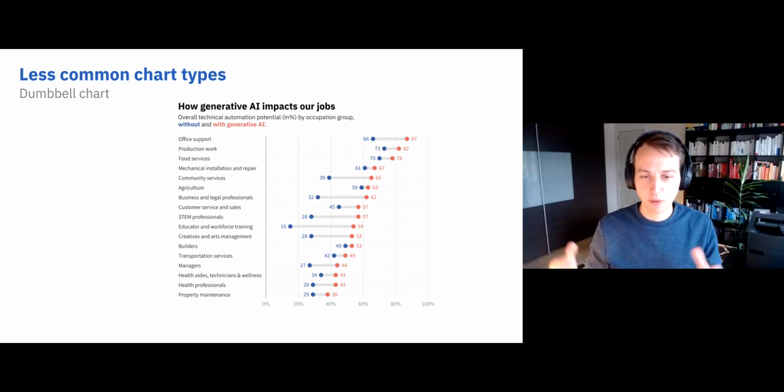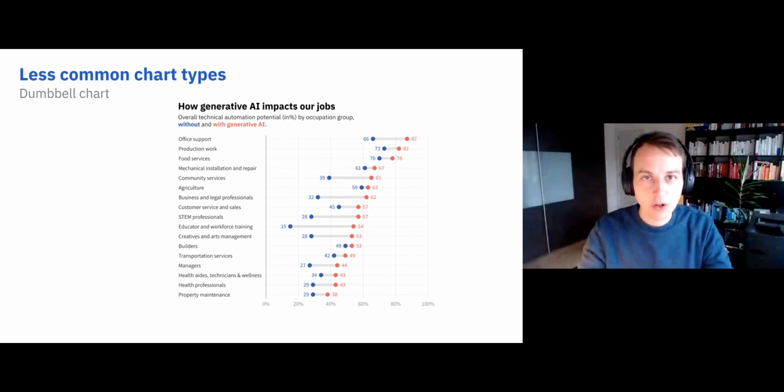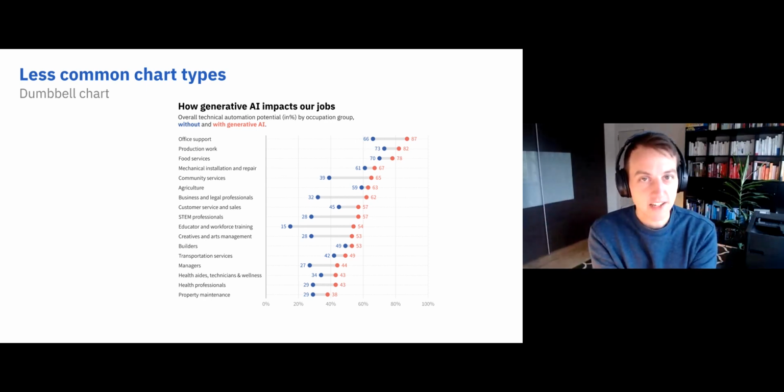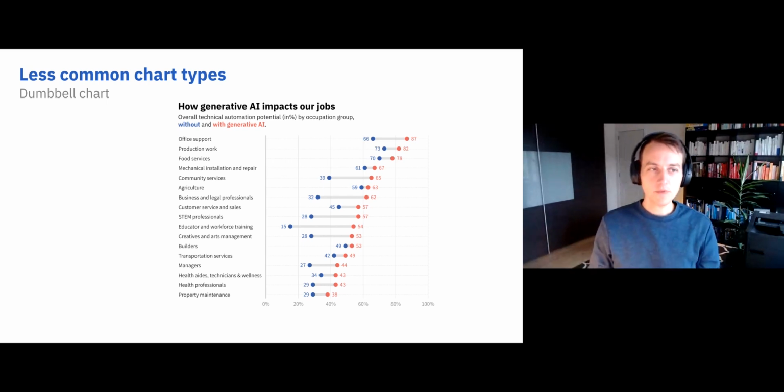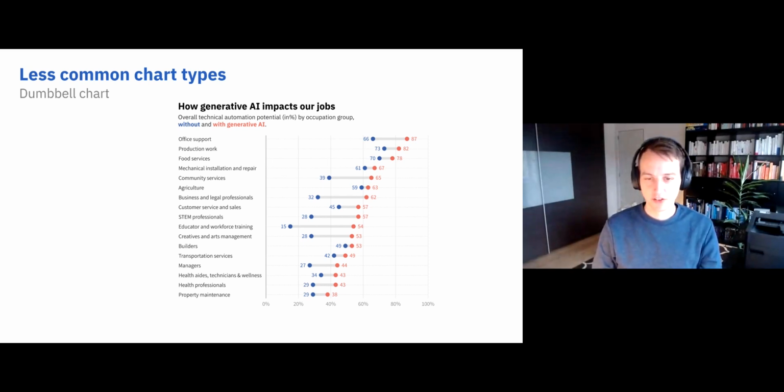Here we can, for example, quickly see, oh, really big gap there for educator and workforce training, 15 to 54. That's a big gray bar, that's a big gap, and only a tiny gap for, let's say, builders between 49 and 53. If we want to talk about the gap, if that's the important part of our story, we can find a chart type where we visualize the gap, not necessarily the numbers, but also the gap. And a dumbbell chart does that kind of thing.